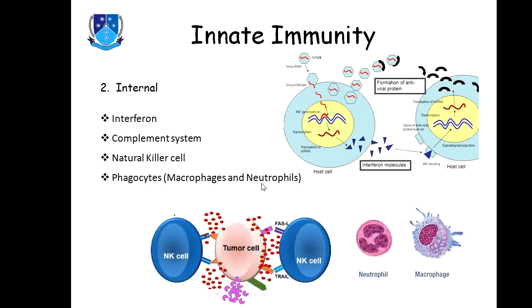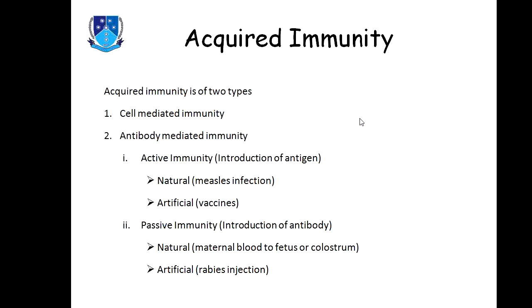That may be a virus, bacteria, or any cell component, but that should be foreign matter. These engulf the foreign matter and destroy it. So these are called phagocytes, and this is also a type of innate immunity. These macrophages, neutrophils, natural killer cells and interferon producing cells are present after the birth of the baby. So this is innate immunity.